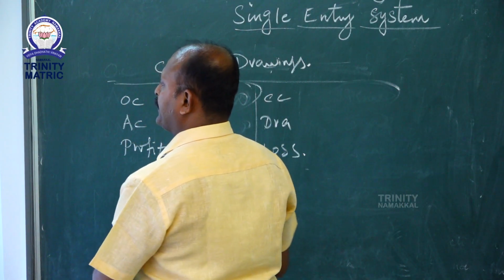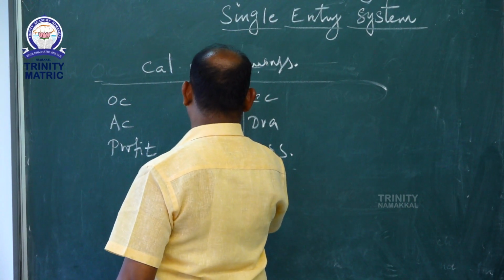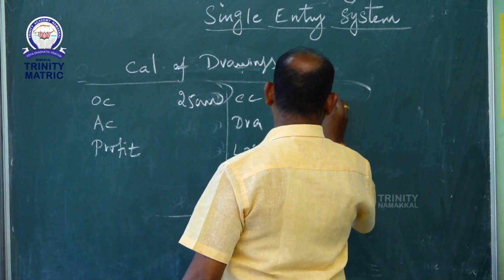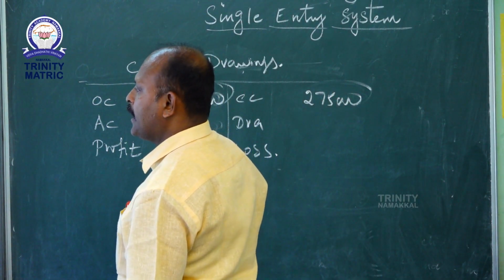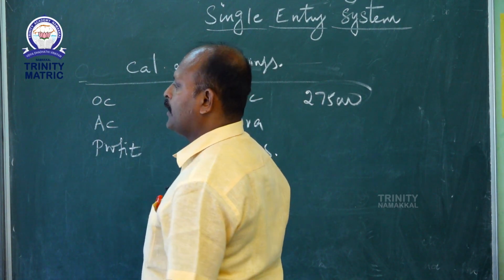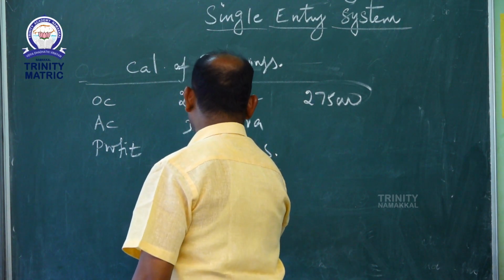Okay, what is the opening capital? 2,50,000. And what is the closing capital? 2,75,000. And what is the additional capital? 30,000. And what is the profit? 15,000.